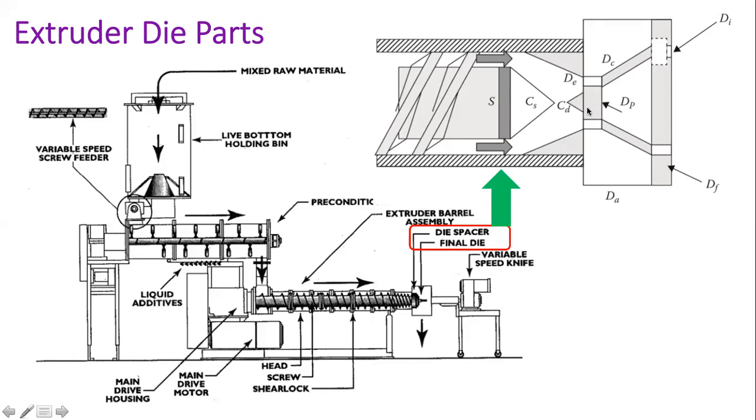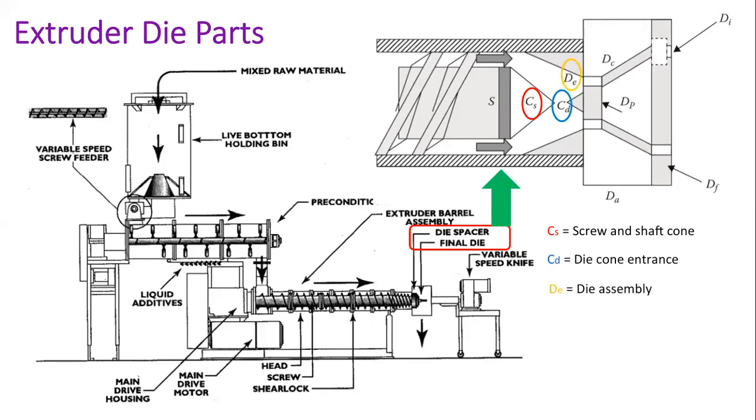And here also you can see some metal part. We call it CS, screw and shaft cone. That's a technical term. CD is the die cone entrance, and DE is the die assembly. There are several other names available, but these three are very important: the shaft cone, the die entrance, and the assembly.